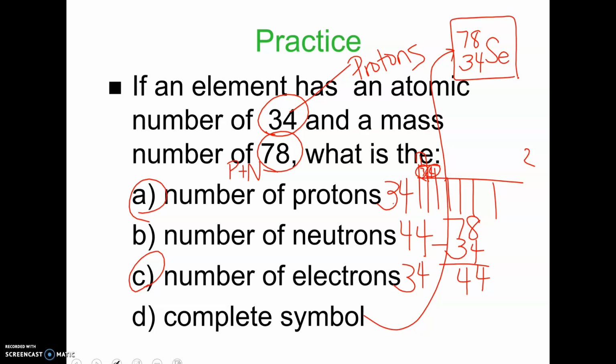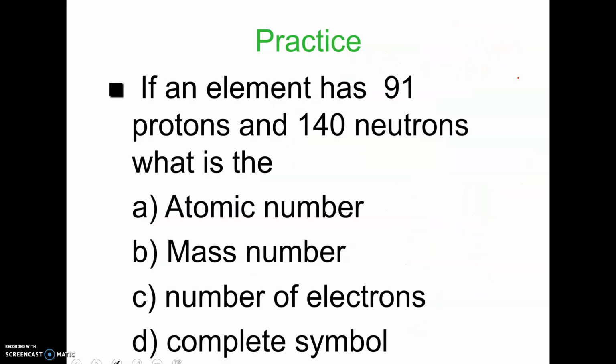And this is something you would have to do on your test. So make sure you know what goes in each spot, how to figure out what element it is, how to get protons, neutrons, electrons, mass number, atomic number, all of these. All right, here's one more. It has 91 protons and 140 neutrons. So let's start with the atomic number. That's going to be 91.